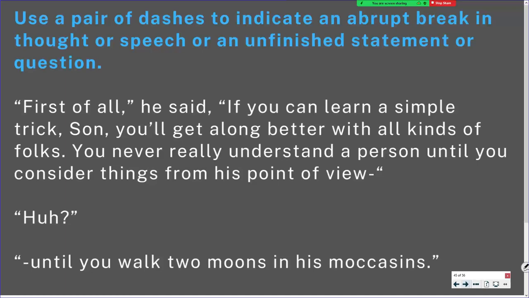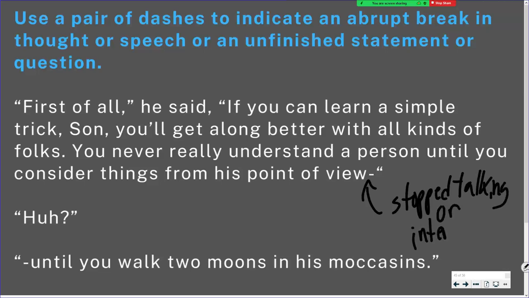So this dash right here is where somebody stopped. This is where they stopped talking, or they were interrupted, or they trailed off or something, right? And that's how we indicate that they were either interrupted, they stopped talking, or they trailed off. There's a space. We've got a new speaker here.